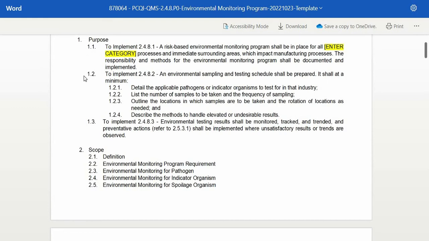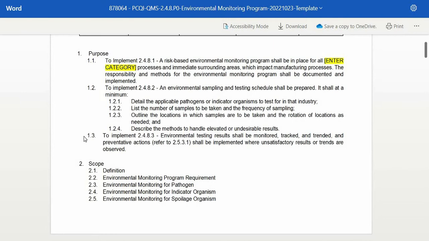Second, to implement 2.4.8.2, an environmental sampling and testing schedule shall be prepared. It shall, at a minimum, detail the applicable pathogens or indicator organisms to test for in that industry. List the number of samples to be taken and the frequency of sampling. Outline the locations in which samples are to be taken and the rotation of locations as needed. And describe the methods to handle elevated or undesirable results.